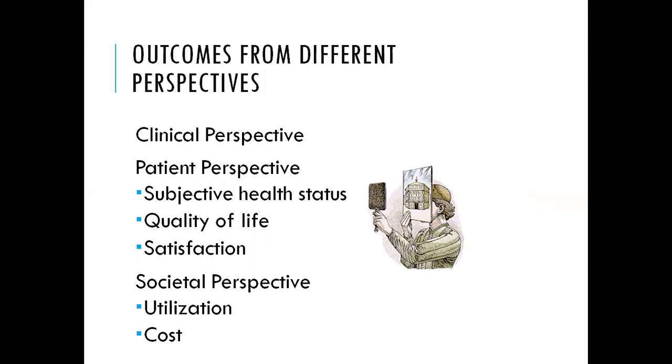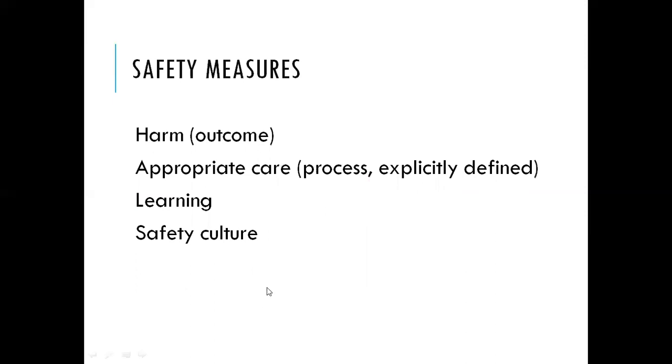And we had various different perspectives for outcome. There could be a clinical perspective, a patient perspective, and a societal perspective. Clinical perspective is what the clinician feels and what the physiological parameters show. Patient's perspective is the patient's feeling, his subjective health status, his quality of life, and his satisfaction. Whereas societal perspective is, maybe when we talk about the caregivers, factors such as the utilization and cost of that particular intervention.